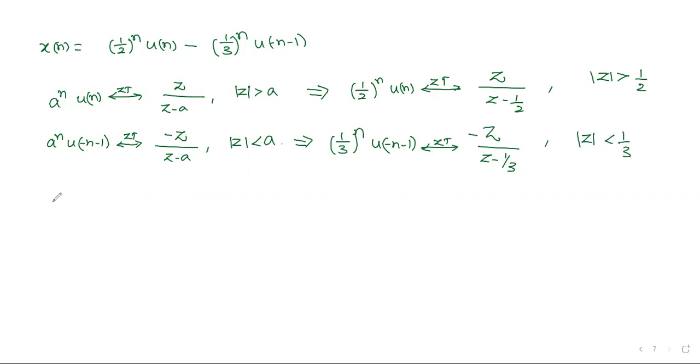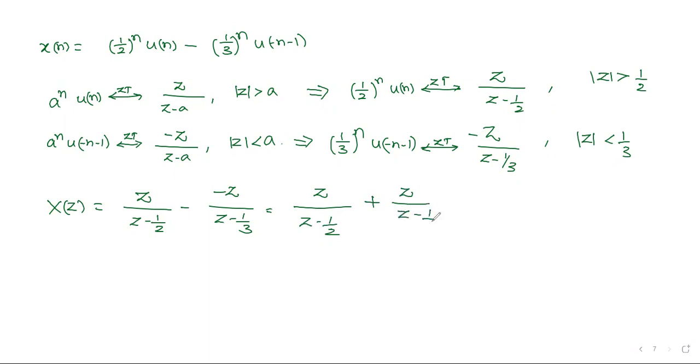Now what is X of z? X of z is equal to z by z minus 1 by 2 minus, minus z by z minus 1 by 3. So you can write here z divided by z minus 1 by 2 plus z divided by z minus 1 by 3. Now we will see what the ROC is. Mod z is greater than 1 by 2 intersection mod z is less than 1 by 3.